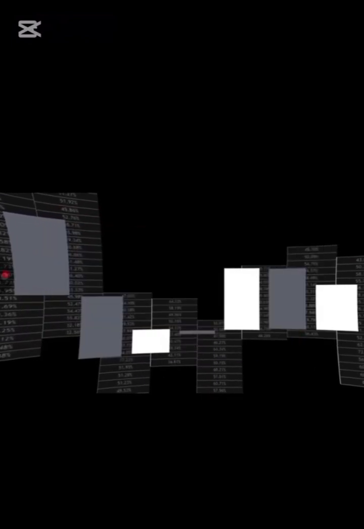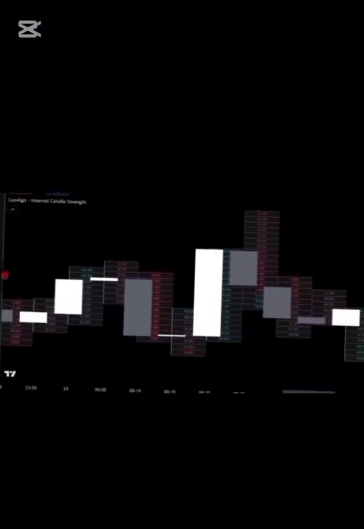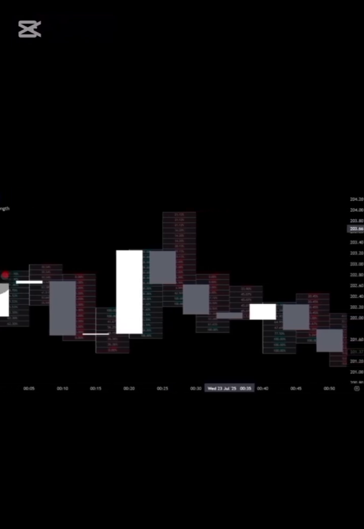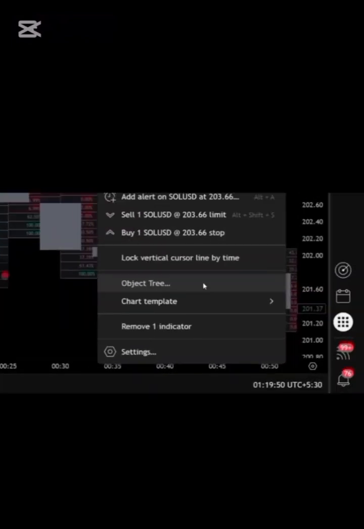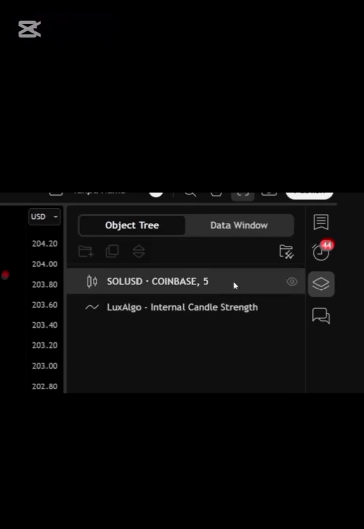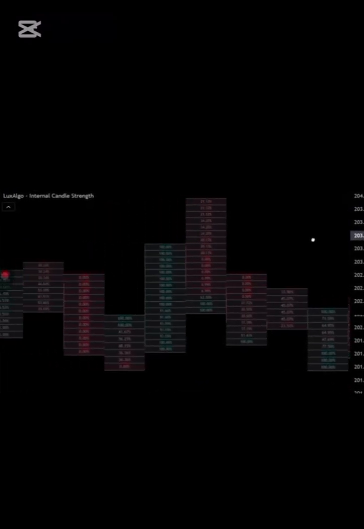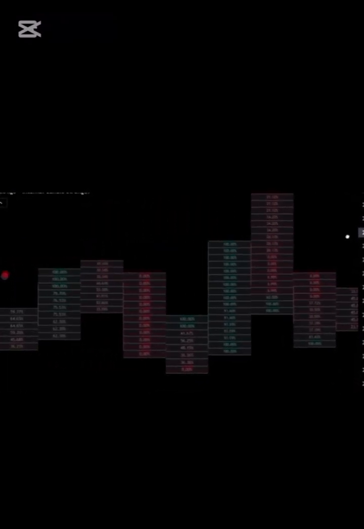Because of the way this indicator overlays on your chart, some users may find it visually cluttered, especially when combined with the default candlesticks. If you're having trouble seeing the indicator clearly, one simple solution is to hide the main candlesticks. To do this, open the Object Tree panel in TradingView, locate your primary candle layer, and click the eye icon to toggle its visibility. This can help the candle strength bars stand out, giving you a cleaner, more focused view of the data.